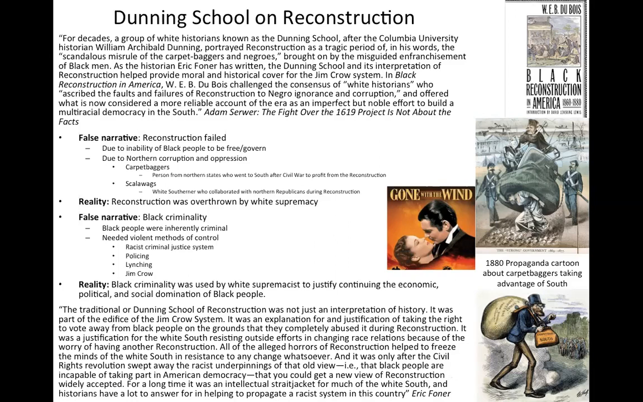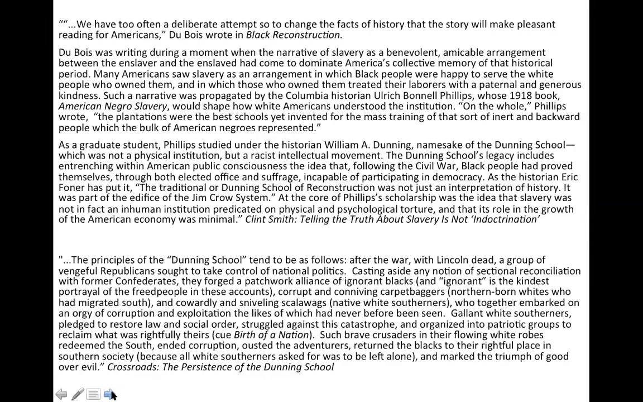And it was only after the Civil Rights Revolution swept away the racist underpinning of that old view, for example, that Black people are incapable of taking part in American democracy, that you could get a new view of Reconstruction widely accepted. For a long time, it was an intellectual straitjacket for much of the white South, and historians have a lot to answer for in helping to propagate a racist system in this country. So all of this narrative was created by what we call the Dunning School of Reconstruction, and this is a legacy of white historians that we still see to this day.